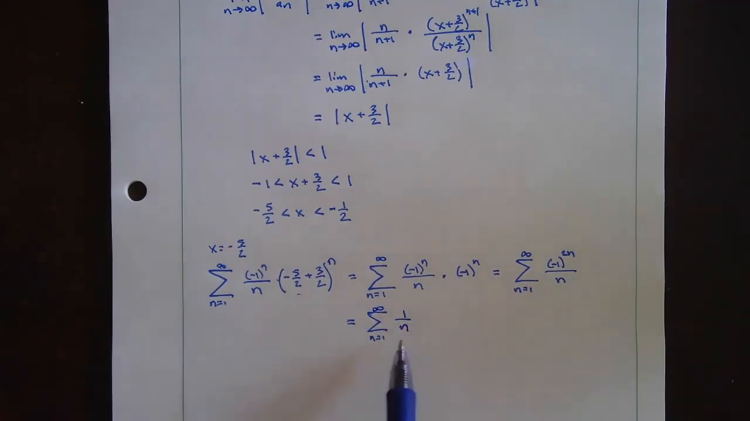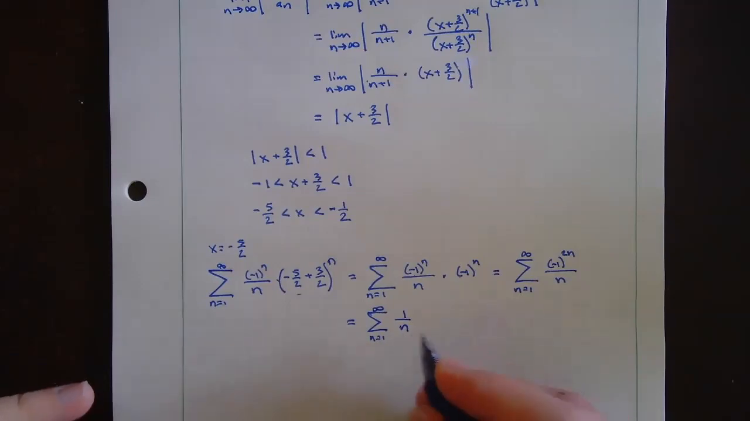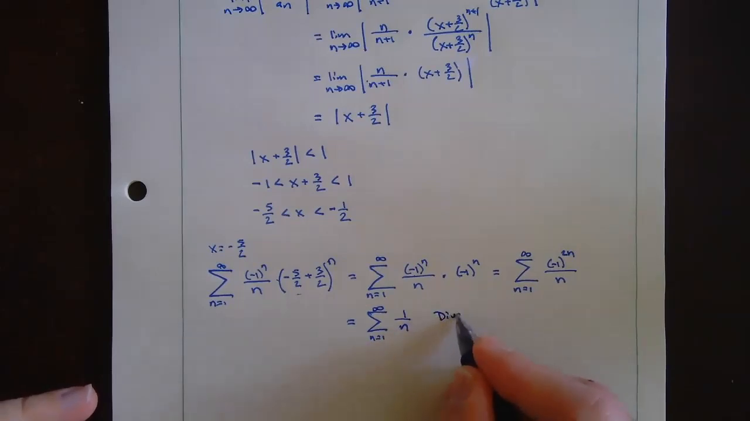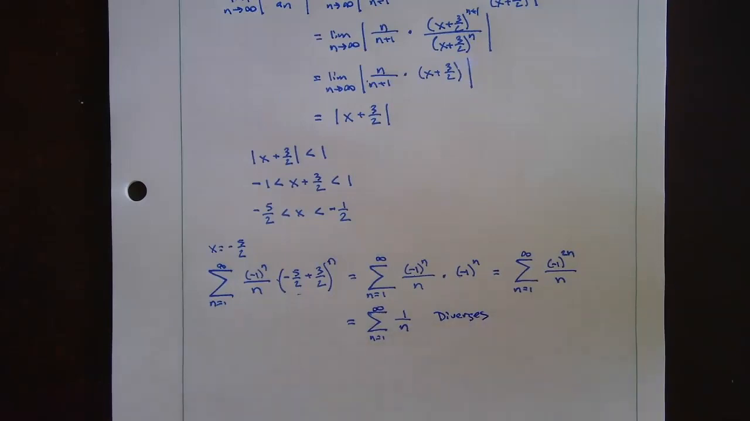And what do we know about this? That's the harmonic series, and the harmonic series diverges. So we know this diverges. And we don't need to check absolute convergence or anything because the actual series already diverges, so it's not going to be conditionally convergent or absolutely convergent. It diverges. Okay, so what does that mean?